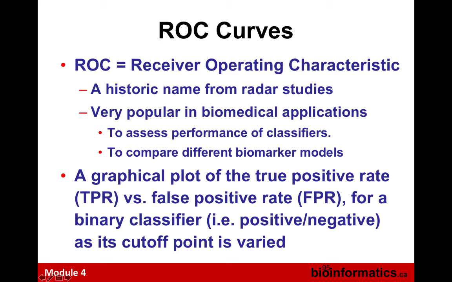And how do you make a decision? One tool is called the ROC curve, the receiver operating characteristic curve. It's a historical name from reader studies and is very widely used in biomedical applications. It can be used for classification performance assessment and to compare different biomarker models. Essentially, it is true positive versus false positive.